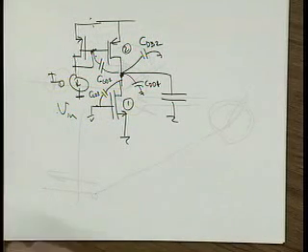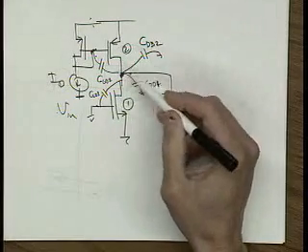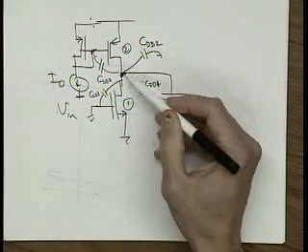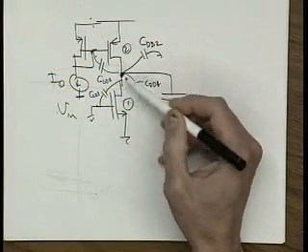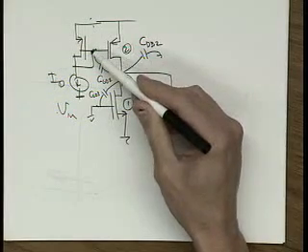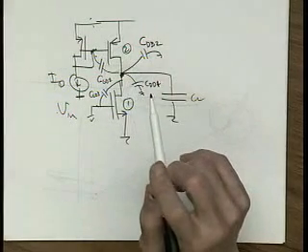Is that it? Let's see. There's a C load out here. I guess that's it for this node, right? Okay. So you can see there, we still have to include this capacitor. Now, something you might have to watch out for in your design problem.